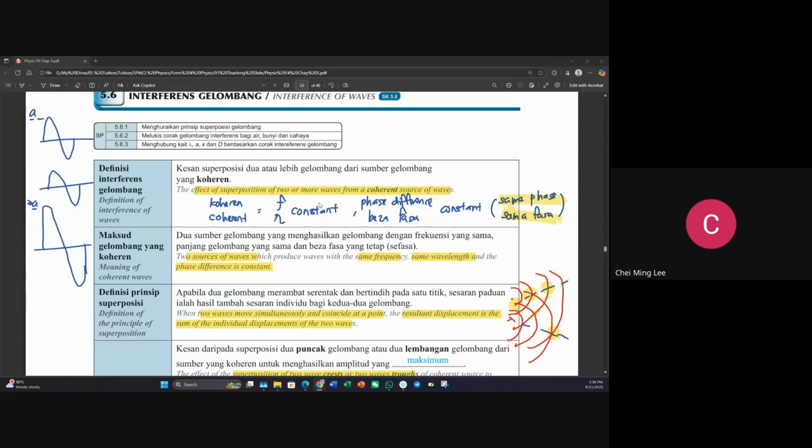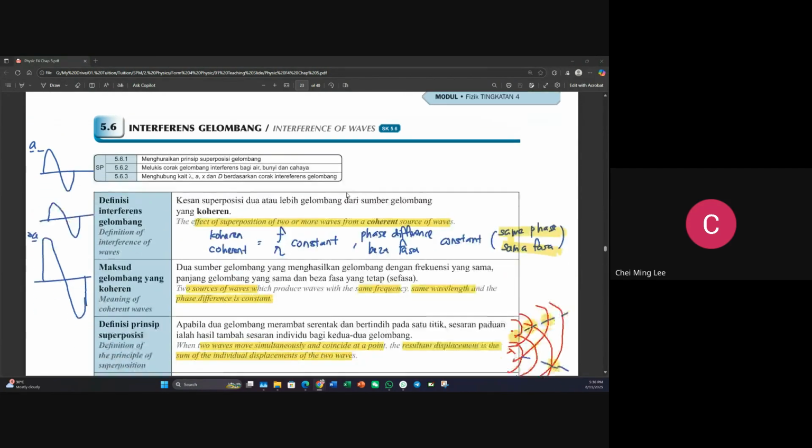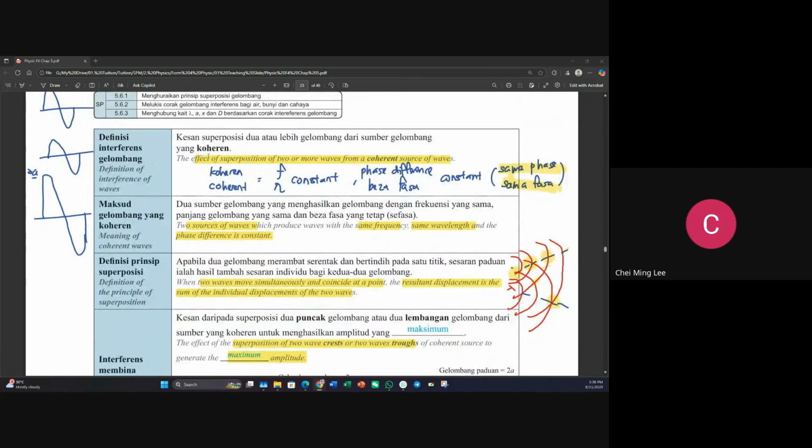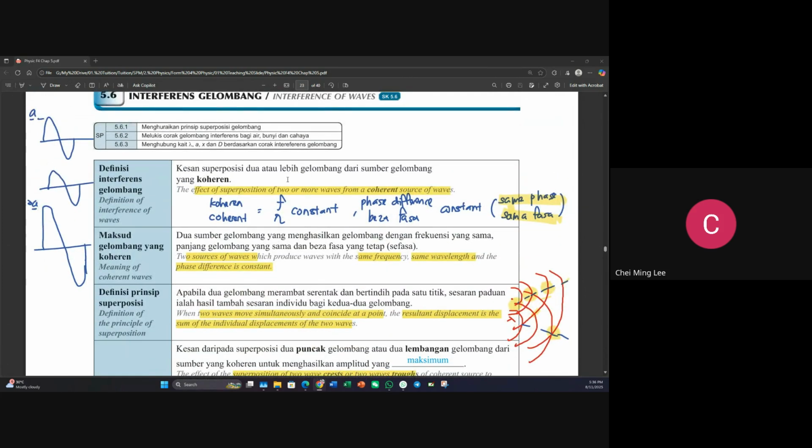So what is called interference? It is the effect of superposition of two or more waves from a coherent source of waves. Coherent means the same phase, or we say constant frequency and constant wavelength. Then we call these waves coherent.